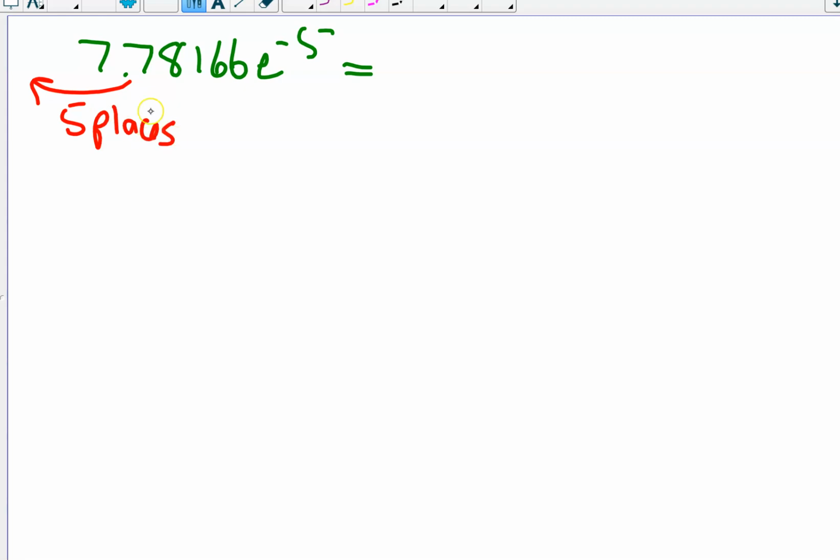And I got the equation. So my first number, my leading coefficient was 7.78166 e to the negative fifth. And that is equal to, you cannot write that. If you write that, you're going to lose a point. So you got to move this over 5 places. That would be 0.1234 zeros. And you're not rounding that number at all. That is going to be your leading coefficient.